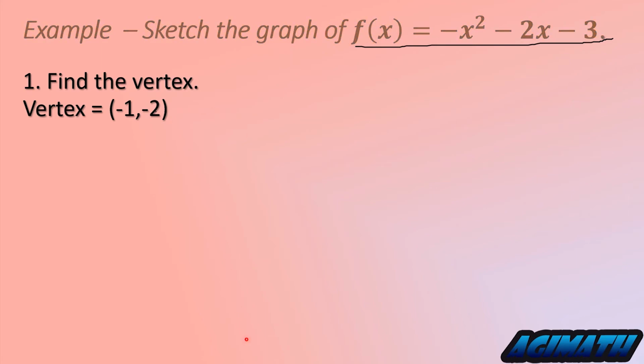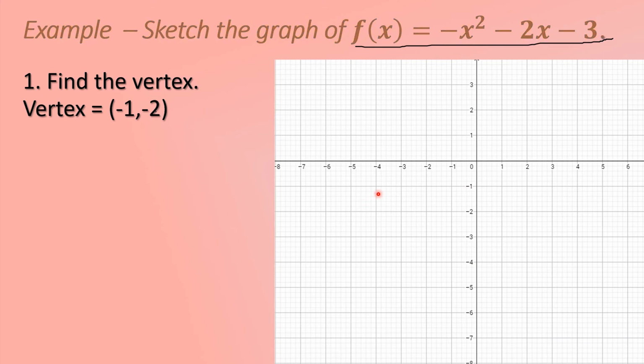So after getting the vertex, we will have the Cartesian plane, the x-axis and the y-axis. So let us label this one as the x-axis and this one is the y-axis. So that's very important. Now we are going to plot the vertex. That's (-1, -2).